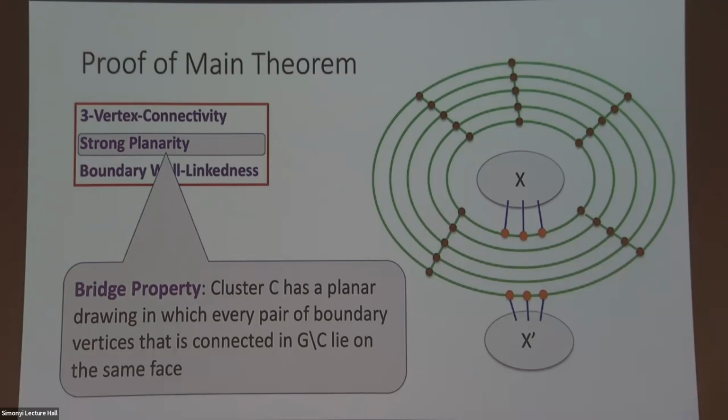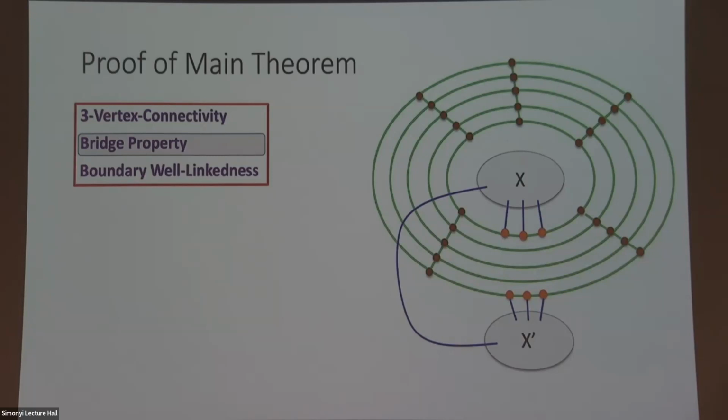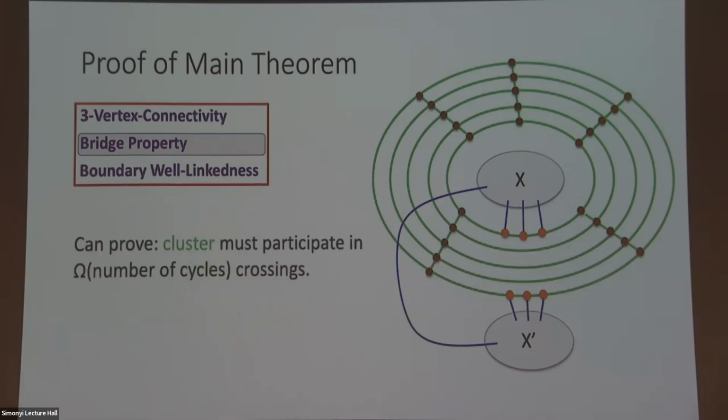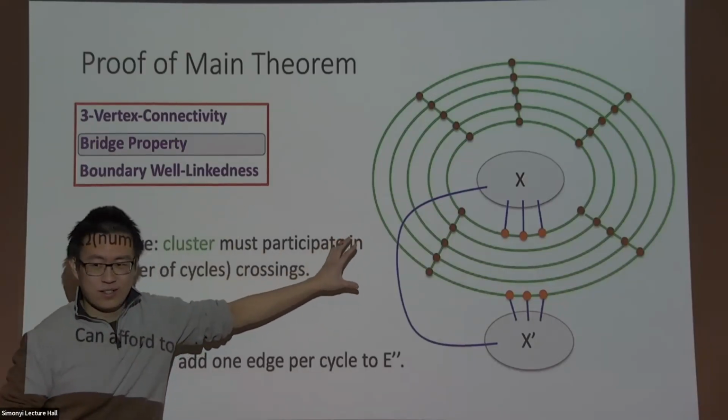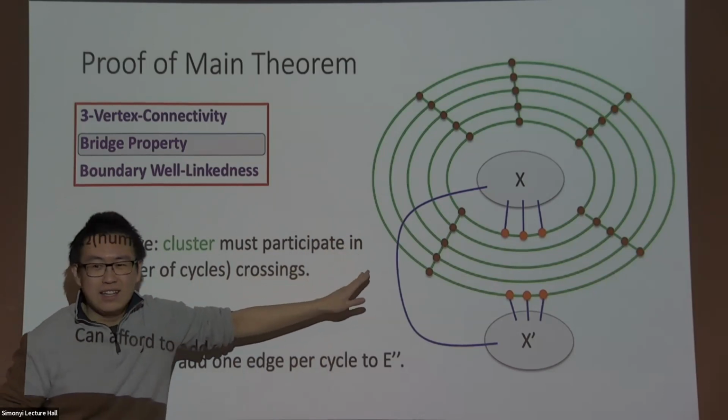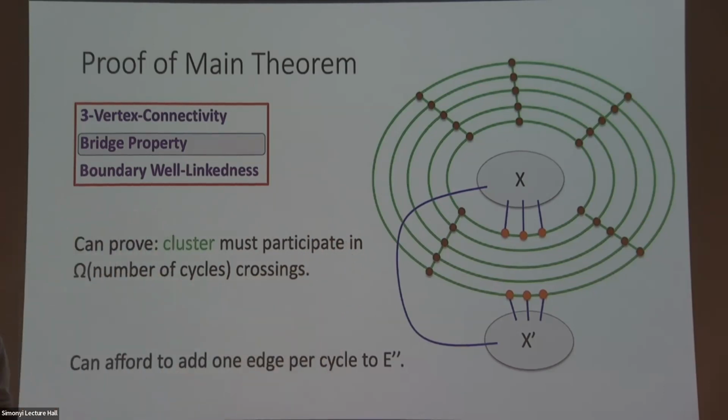But what if, in this case, there's still an edge connecting x to y? Then we have to do something because they are connected in the whole remaining graph, right? So we still want to achieve that all these orange vertices appear on the same side. And what we do is exactly just deleting one edge per cycle. But this time, we can afford to do so because we can show that in this structure, no matter how it is drawn, it creates at least a number of cycle crossings. This is something we can show.